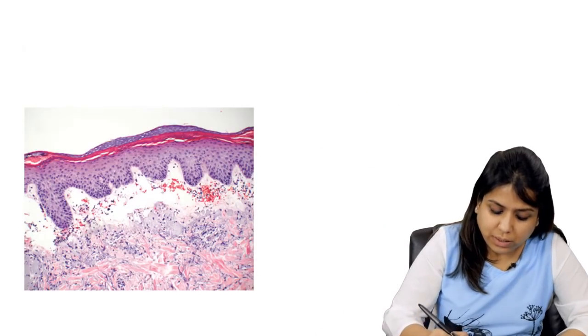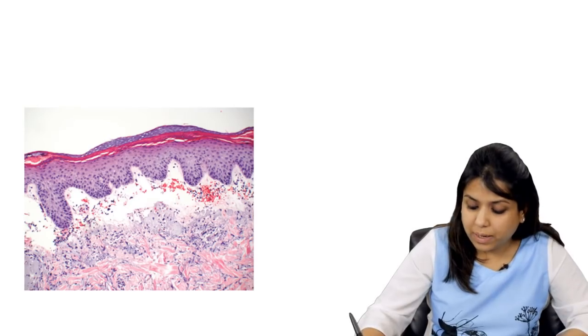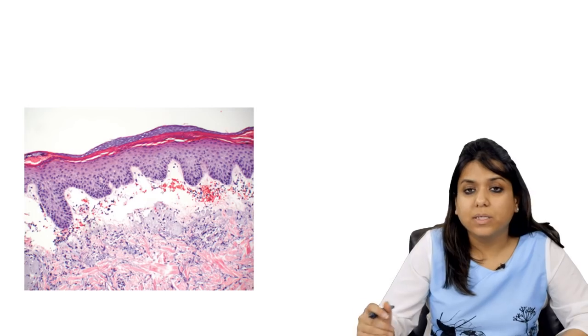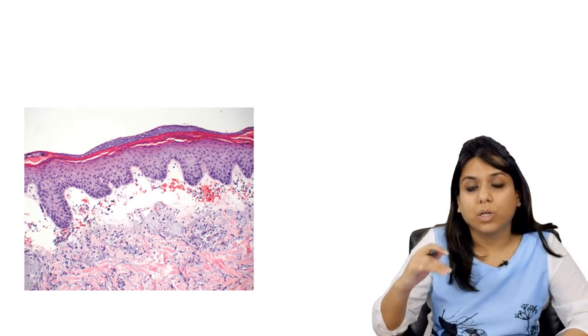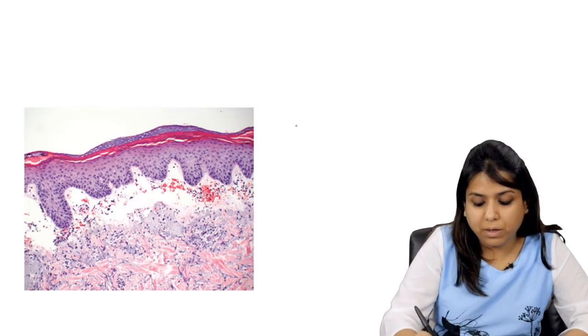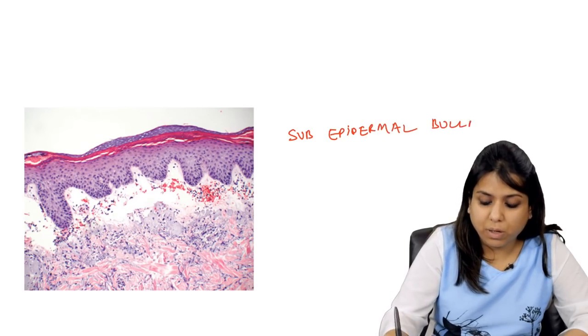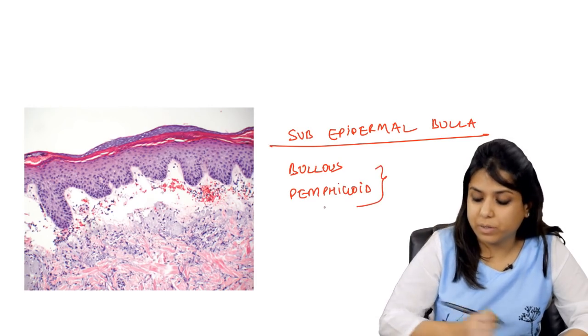Similarly, students, in this slide the bulla is not suprabasal. In this image the bulla is below the epidermal layer, so it is a subepidermal bulla. This subepidermal bulla is seen in bullous pemphigoid, right?